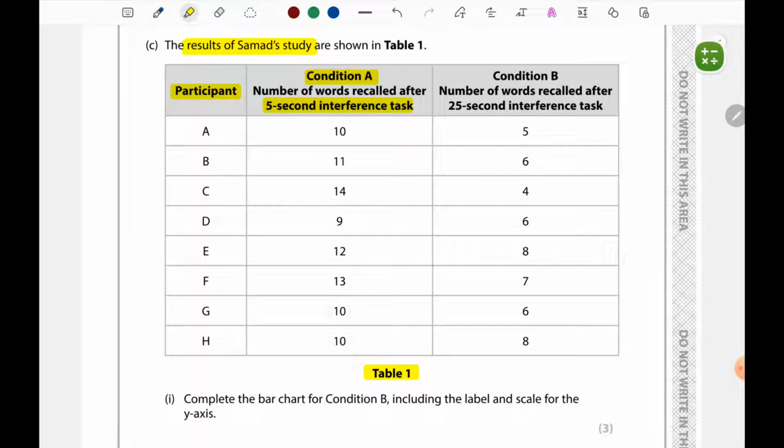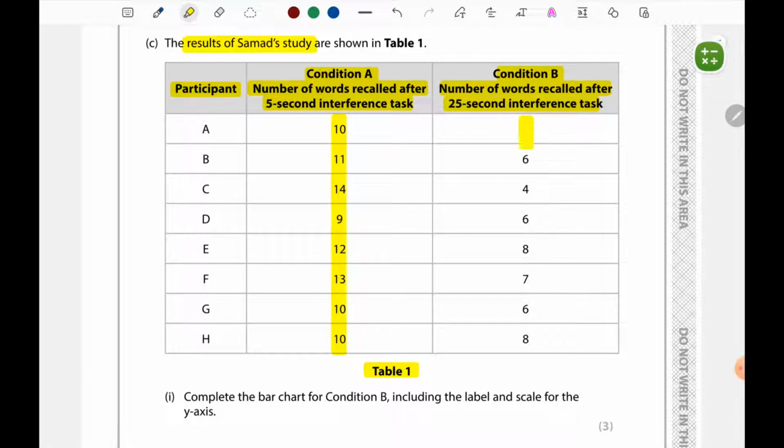So, how many words they have recalled after that condition is presented in this column. Okay, then condition B is given, which we had seen, they had to then perform a 25-second interference task. How many words they have recalled after that condition is given in the third column. Okay, now we will have to make a reference to this table as we answer the following questions.